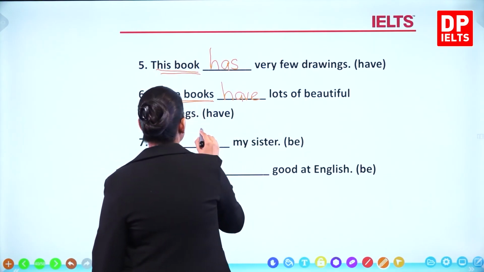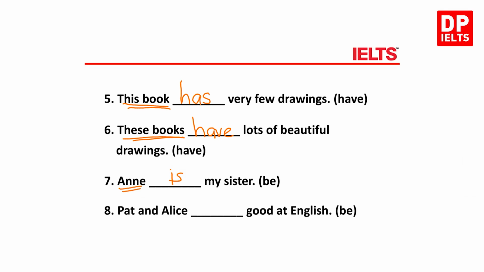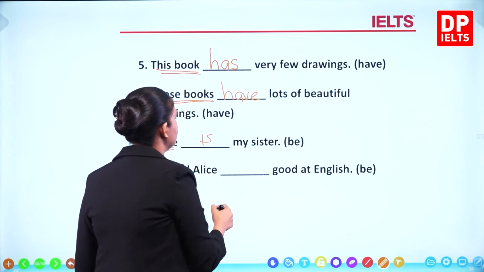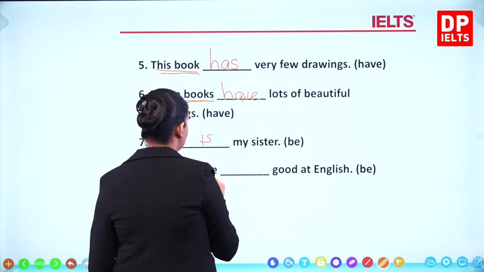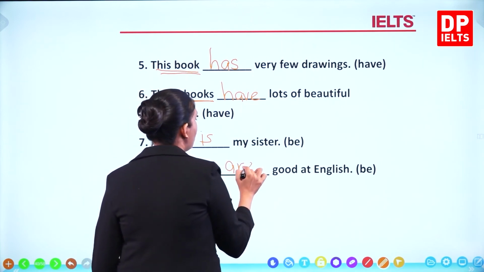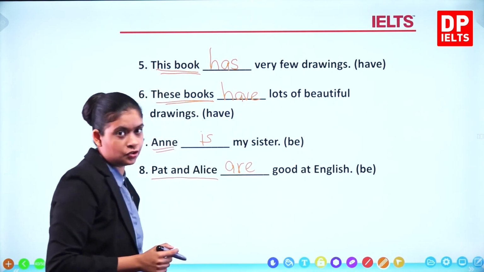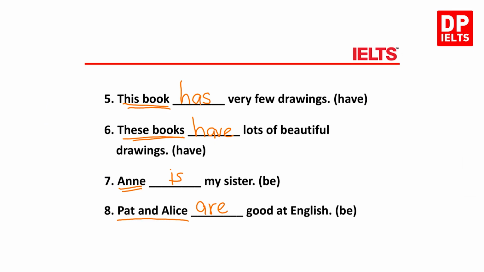Tom is my sister. So இதுல வர வேண்டியது ஏதோ ஒரு be verb and singular subject என்றதால நாங்க is யூஸ் பண்ணுவோம். Pat and Alice are two people, so are good at English. Right? Pat and Alice are good at English. Pat and Alice, இது plural subject. So நாங்க யூஸ் பண்ண வேண்டியது ஒரு plural be verb, that is are.